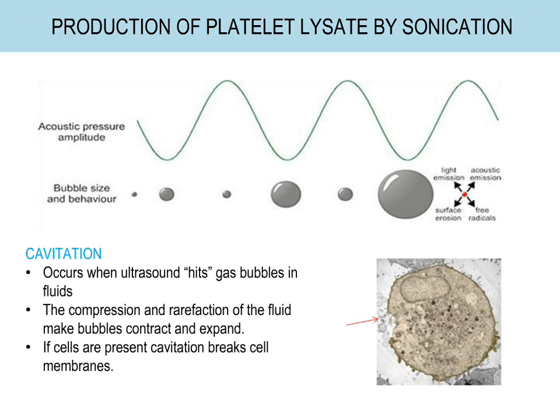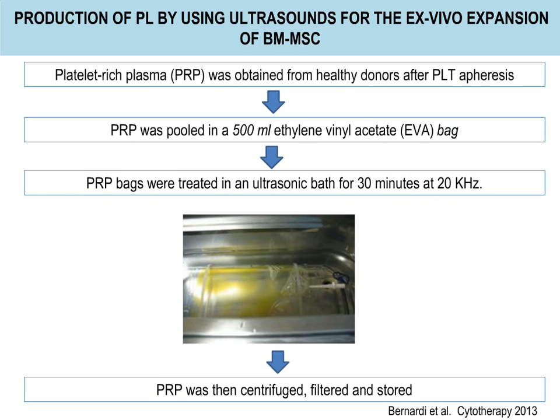the platelet bags have been subjected to a cycle of ultrasound. The phenomenon of cavitation occurs when ultrasound hits the gas bubbles in the fluid, and the compression and rarefaction of the fluid make bubbles contract and expand. As a consequence, if cells are present in the fluid, cavitation breaks cell membranes, and all the cytokines go out of the platelets. In practice, PRP, platelet-rich plasma, was obtained from healthy donors.